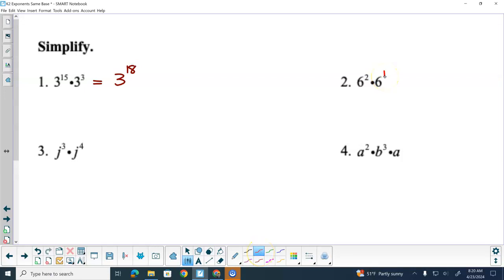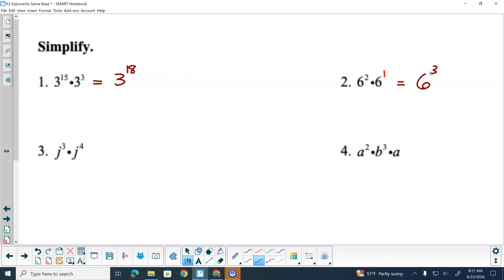So Mr. Bell told us we had the same base, right? So we can add the exponents, right? 2 plus 1. 3. So it's 6 to the 3rd power. You got all excited there because you finally realized that you knew what you were talking about and I was just trying to pull it out.